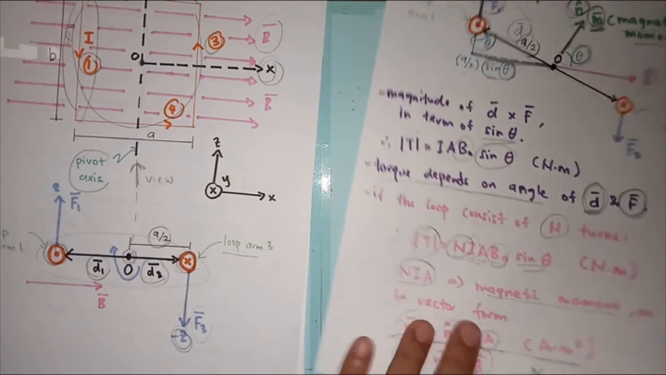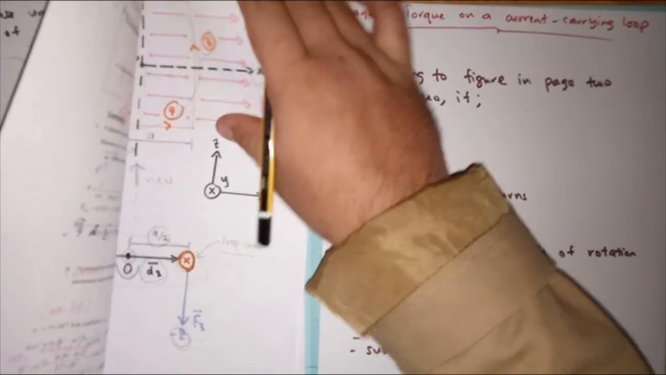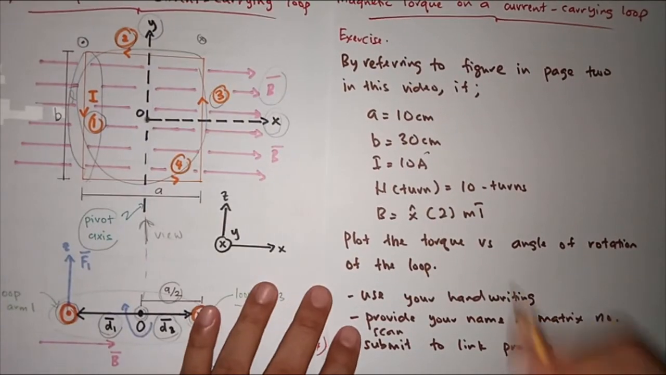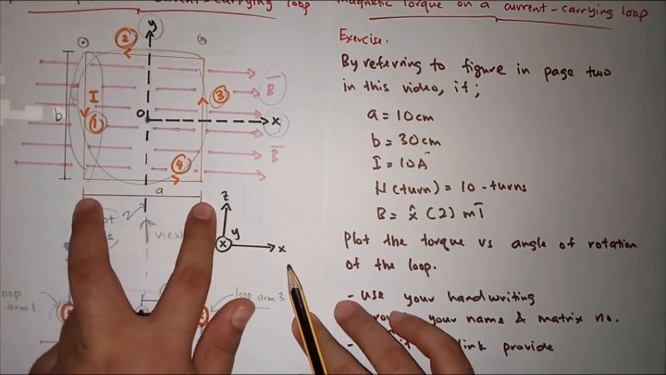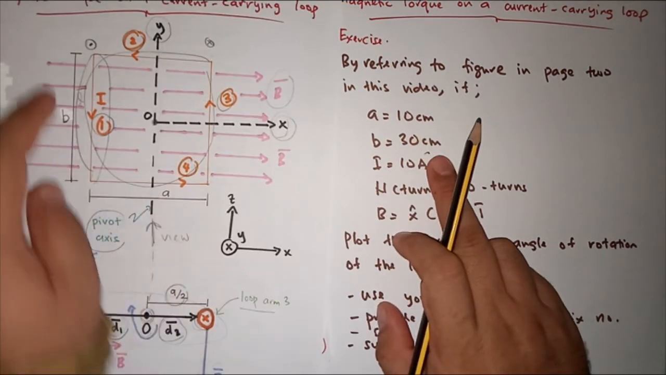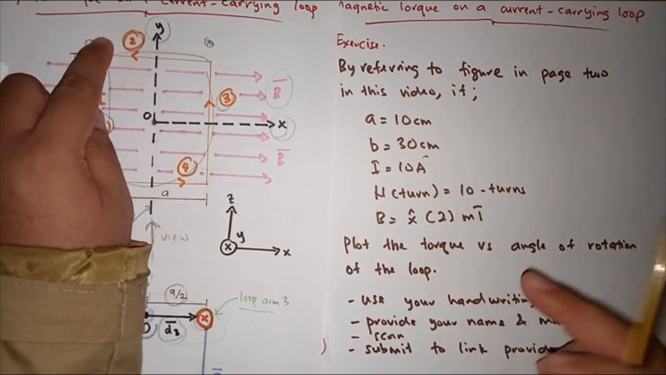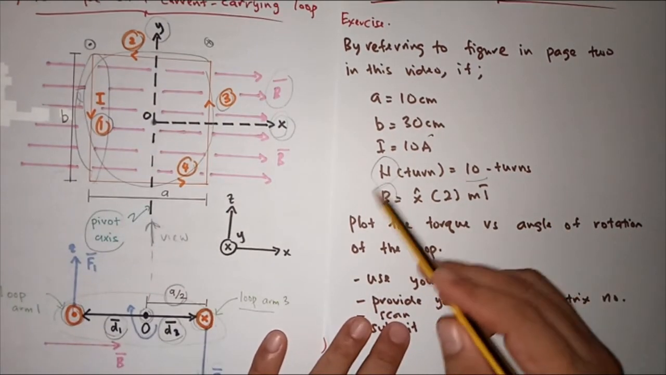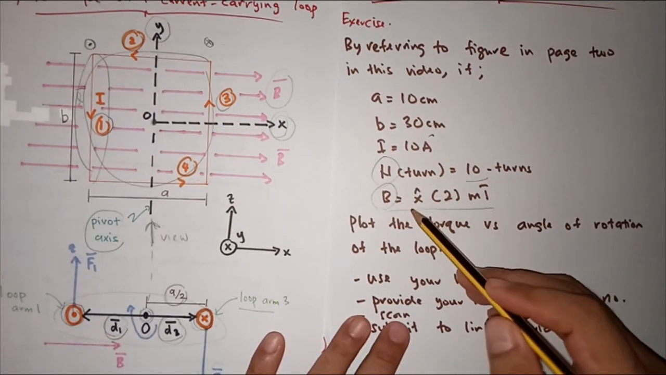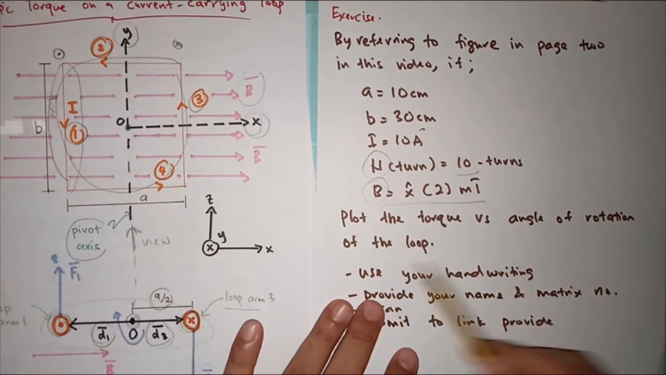In order to express your understanding of what we have done in this topic, referring to this figure, if A is equal to 10 cm, B is equal to 30 cm, the current injected inside the loop is equal to 10 ampere, the number of turns for this loop is equal to 10, and B is expressed as x cap 2 millitesla, you need to plot the torque versus the angle of rotation of the loop.